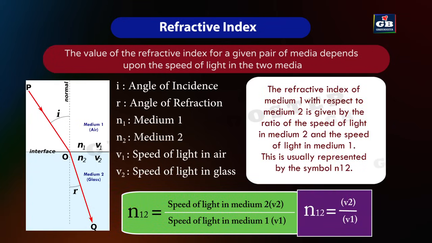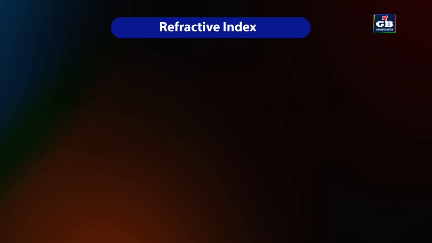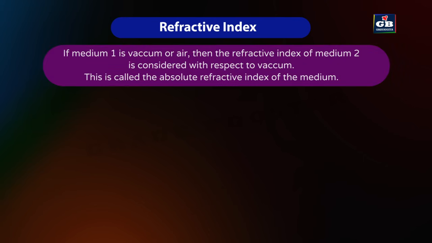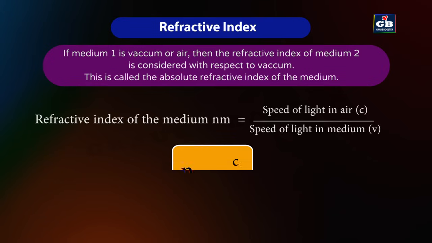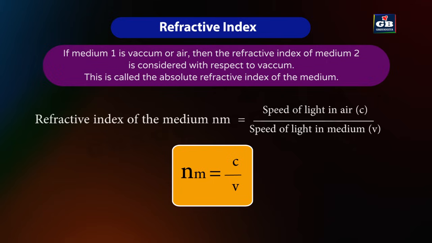The refractive index of medium 1 with respect to medium 2 is represented as n12. It is given as n12 equals speed of light in medium 2 by speed of light in medium 1, that means V2 by V1. If medium 1 is vacuum or air, then the refractive index of medium 2 is considered with respect to vacuum. This is called the absolute refractive index of the medium. It is simply represented as n2.